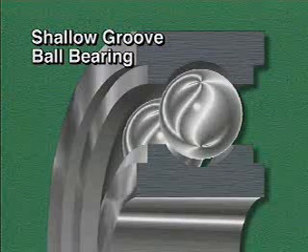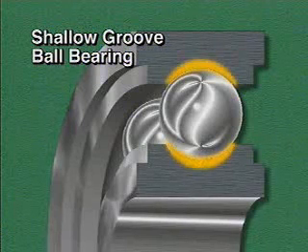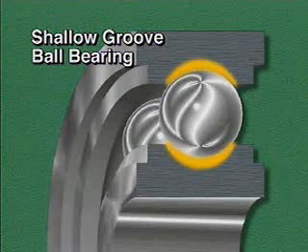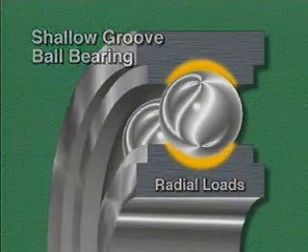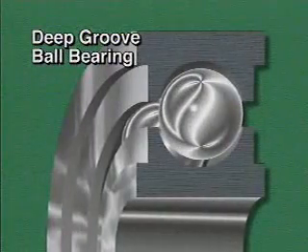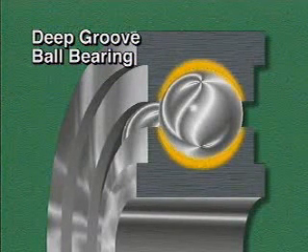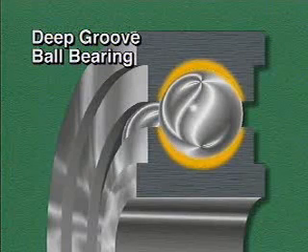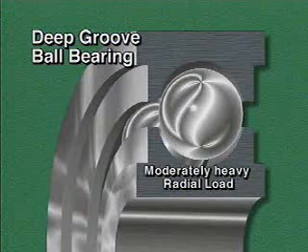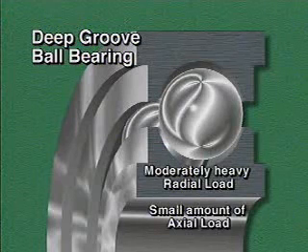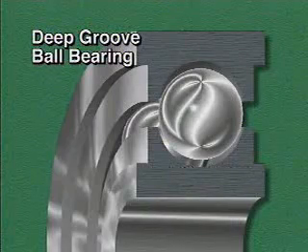This ball bearing is a shallow groove ball bearing. In a shallow groove ball bearing, the inside surfaces of both the inner and outer rings are shallow. This type of bearing is specifically designed to handle radial loads. A deep groove ball bearing is similar, except that the inside surfaces of the inner and outer rings are deep. Deep groove ball bearings are designed primarily for moderately heavy radial loads, but they can also handle a small amount of axial load. This type of bearing is also called a Conrad bearing.